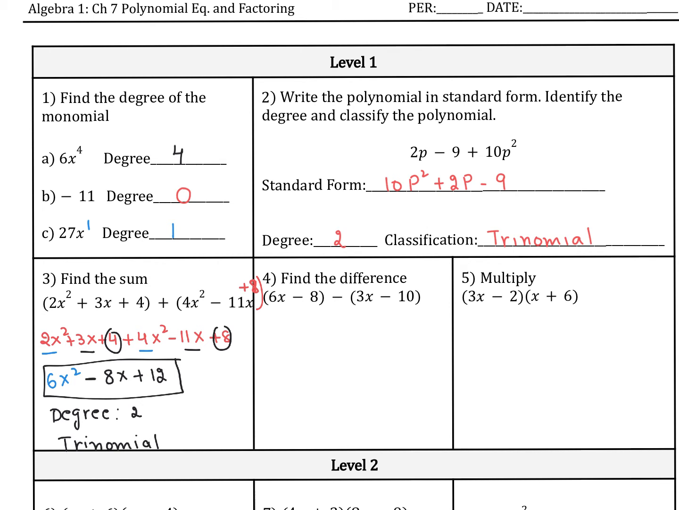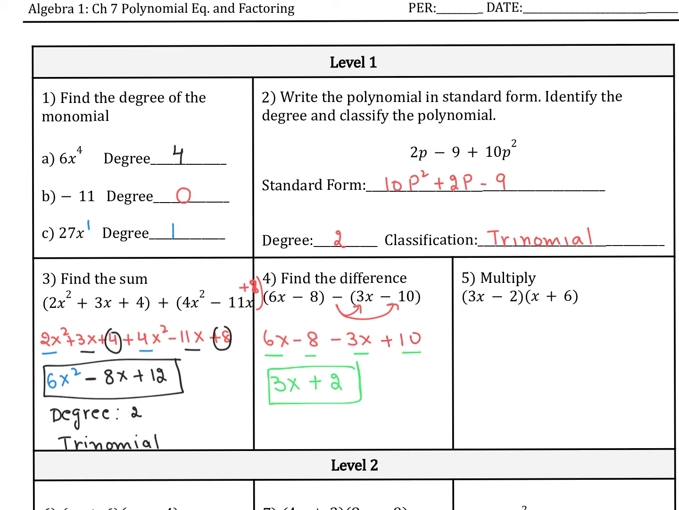Anytime you do subtraction, you have to distribute the negative sign inside first of all. Distributing the negative sign means that it will change the sign of each inside term. This 3x becomes negative and this 10 will become positive. Combine the like terms, so 6x minus 3x is 3x. Negative 8 and plus 10 is plus 2.